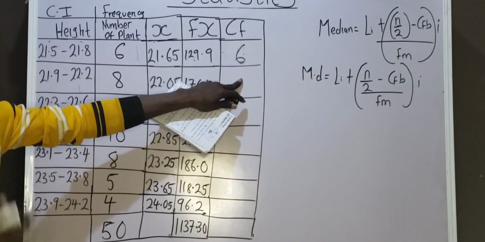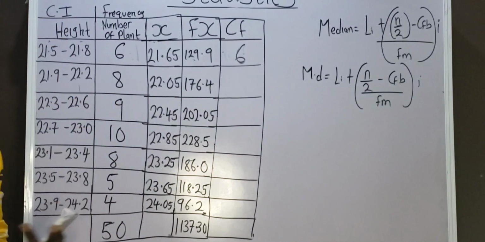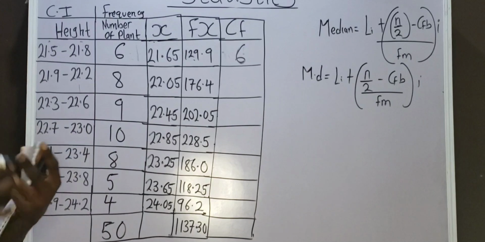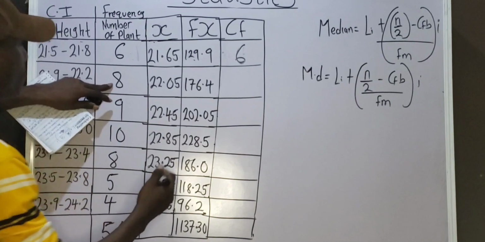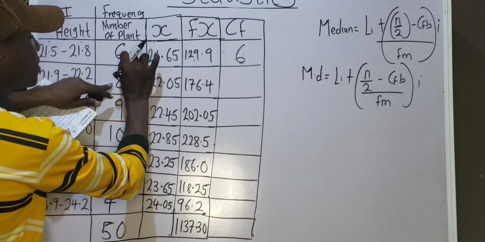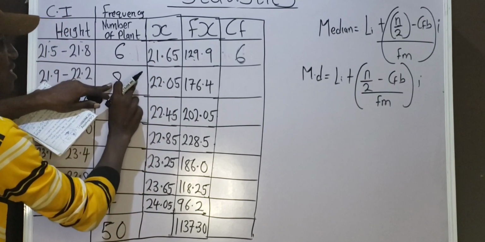Okay, let's go to the second cell. To get the cumulative frequency of this cell, I'm going to add all the frequency before the frequency of this cell and the frequency of the cell itself. For example, I'm going to add 6, which is the cumulative frequency before the frequency of the cell, and the frequency of the cell itself, which is 8.